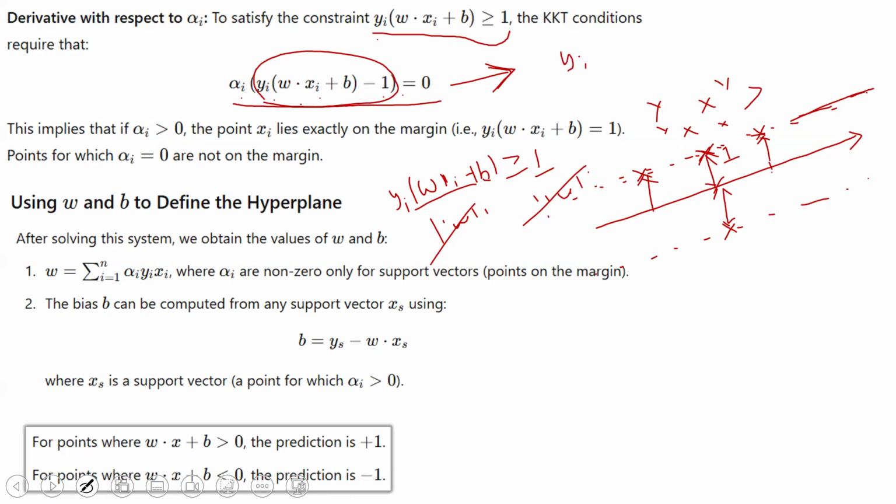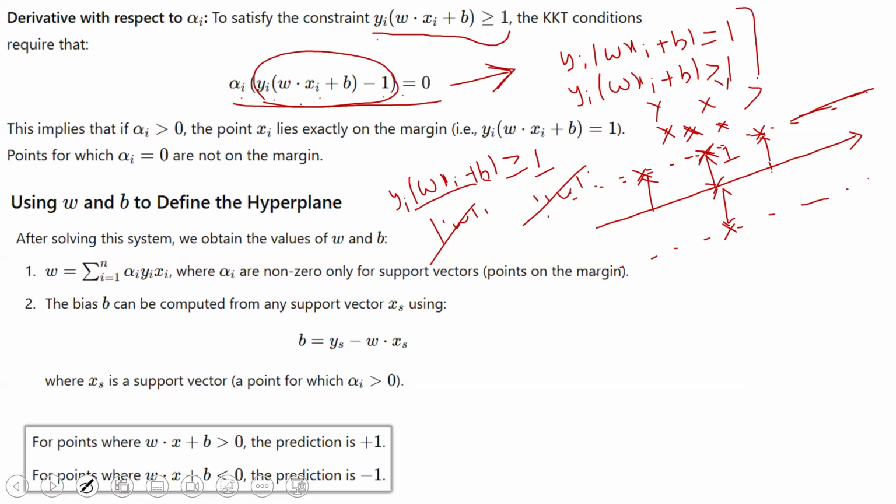Now, what I'm trying to convey here is that for support vectors, yi(w·xi + b) is equal to 1. For any point which is not a support vector, this value is greater than 1, because the proportional distance of any other point apart from the support vectors is greater than 1, since they are far away. That's how we scaled the constraint problem, right?